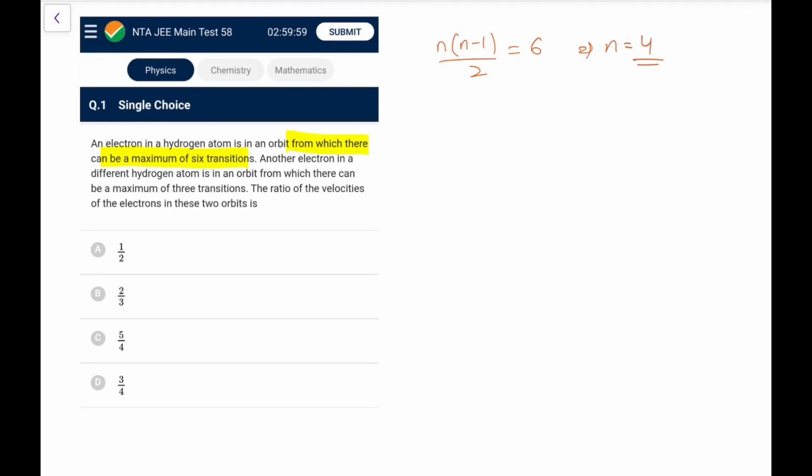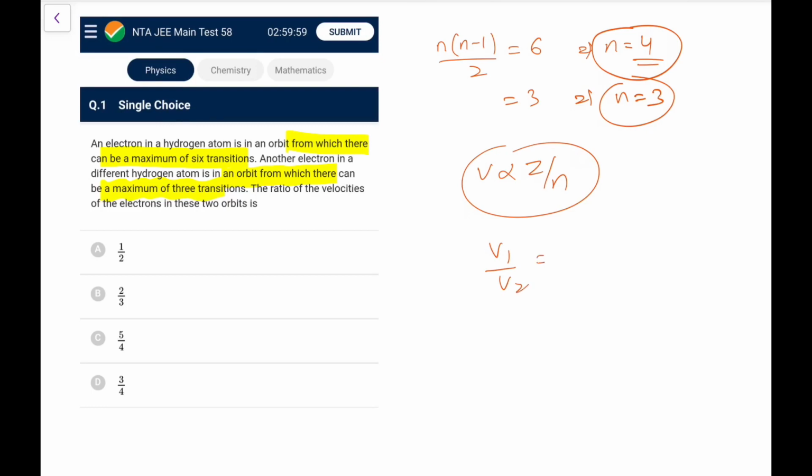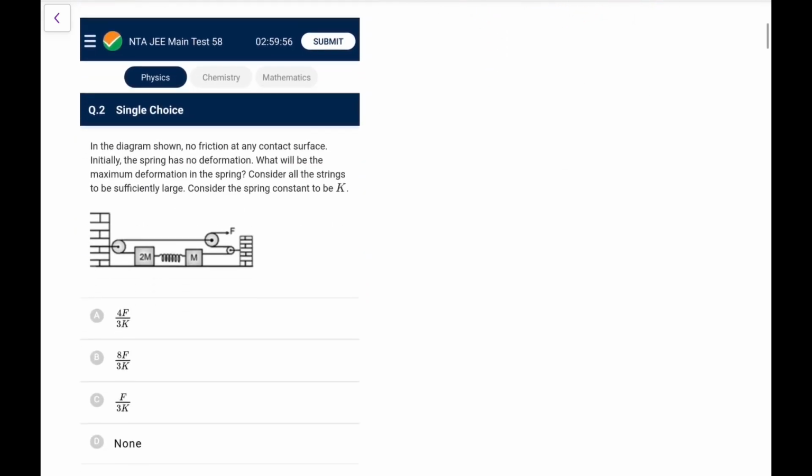Another electron in a different hydrogen atom is in an orbit where there can be a maximum of 3 transitions. So again putting the same result, now equating it to 3, you can directly make out it would be n equal to 3. So one is 4, one is 3. Now the ratio of the velocities, velocity is proportional to z by n. So directly we can say v1 by v2 would be equal to n2 by n1. That is going to be 3 to 4. So it's an easy one for you. Option D, not much time taking.